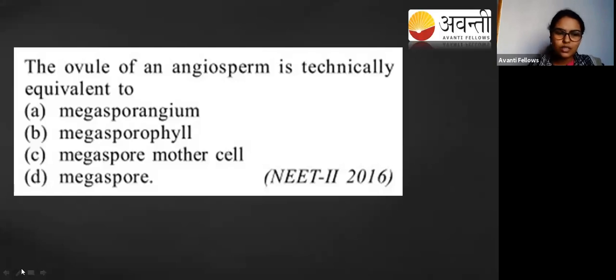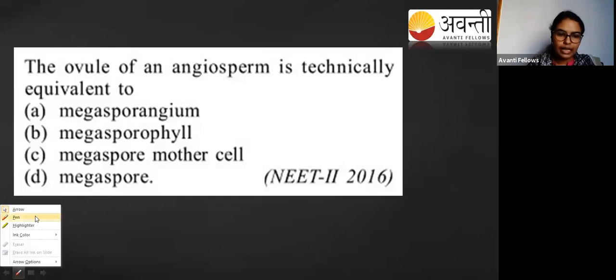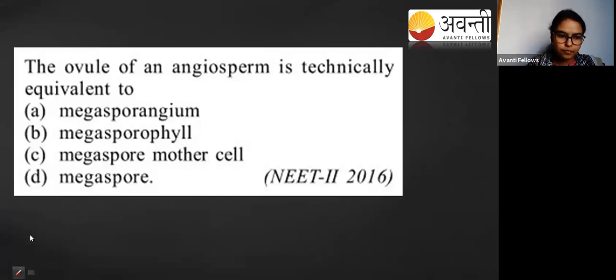Okay, so this question is somewhere, you know, medium type of question. This is average difficulty question, not very easy, not very difficult. Okay, so yes, ovule of an angiosperm is technically equivalent to.